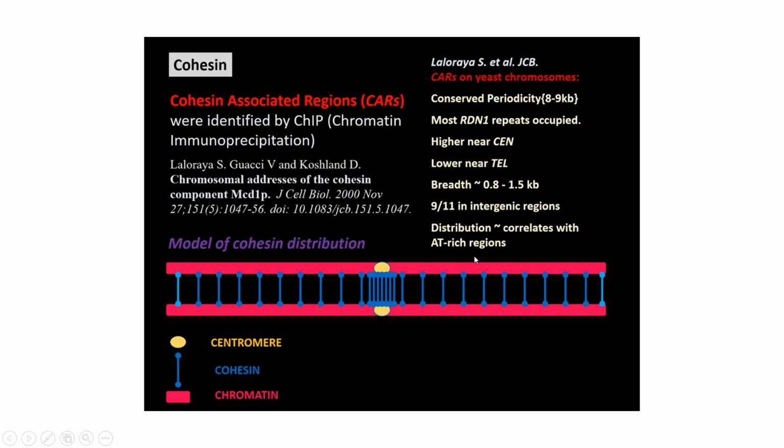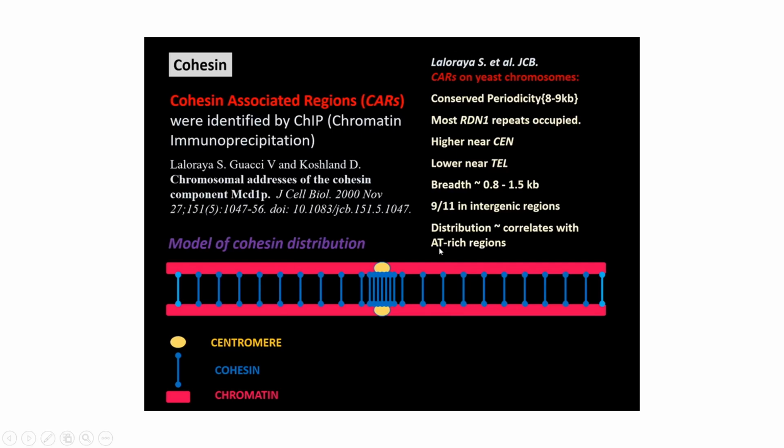So if there is a more AT-rich region, there will be a higher number of cohesin present. This also makes sense, because generally the AT-rich regions are very weak. The interactions are very weak over there compared to GC. In GC, you have three hydrogen bonds between each nucleotide base pair. So the strength of the GC pair is higher compared to the AT-rich region.